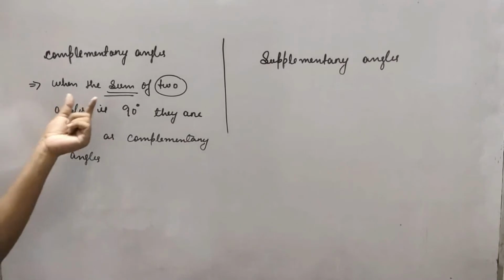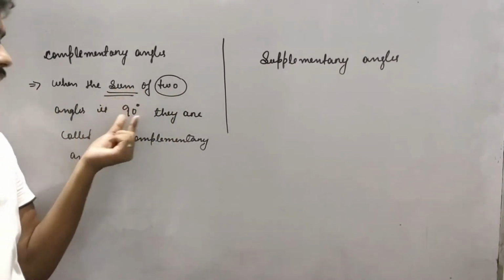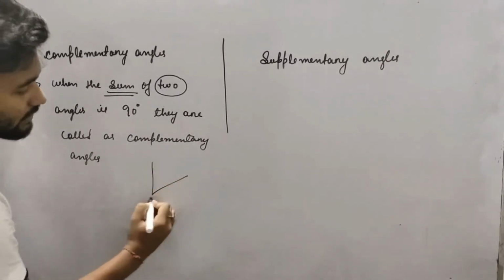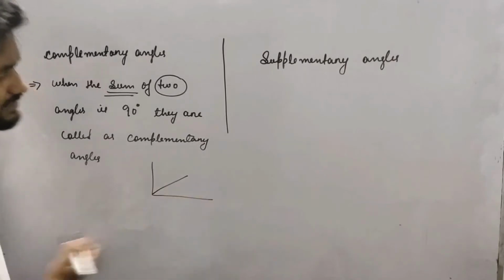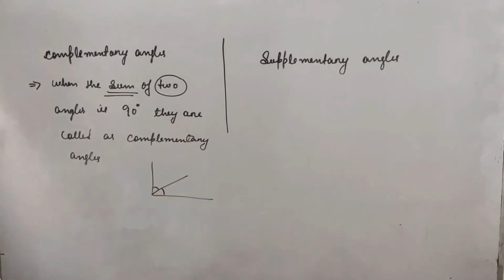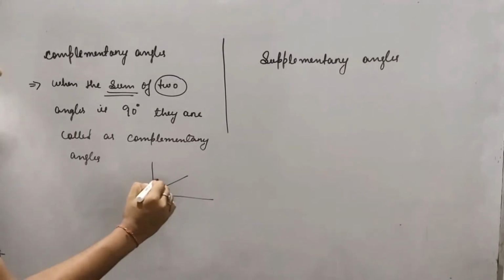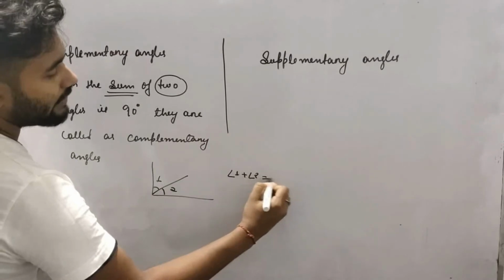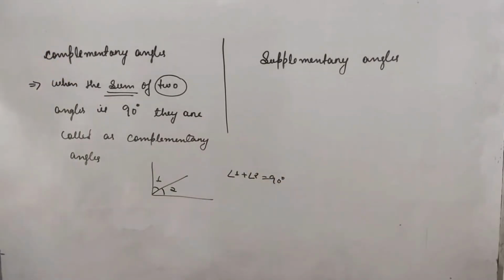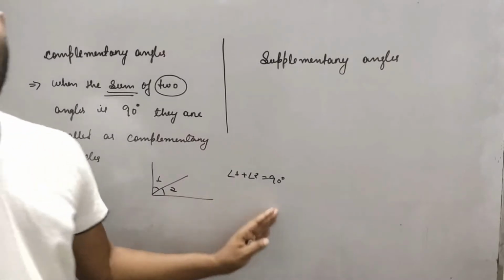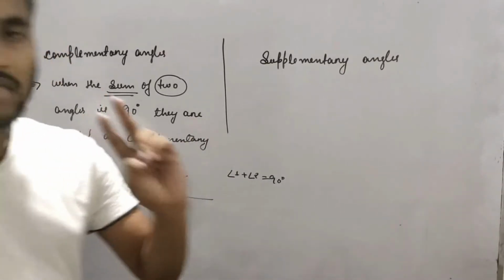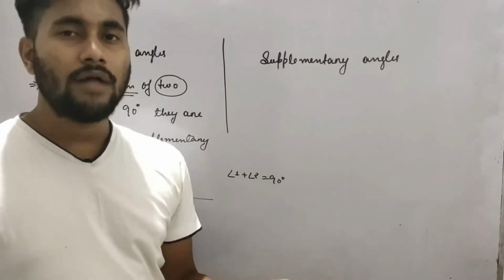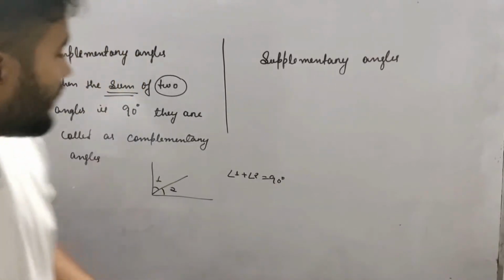Means what? When you add two angles, if their sum is 90 degree, say this is one angle, and say this is another angle. If I add these two angles, say this is angle 1 and this is angle 2, if I do angle 1 plus angle 2 and I get my answer as 90 degree, then I will say that they are complementary angles. When the sum of two angles is 90 degree, that will be complementary angles. Understood?